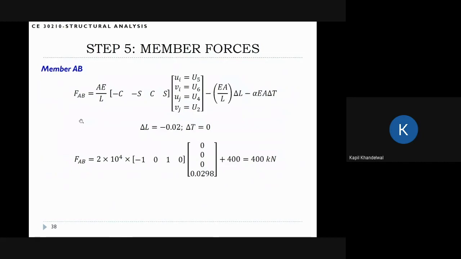So in this case, let's say the member force in member AB, we have the expression, we have to just plug in the right entries. So EA by L times the first contribution. This is just the contribution of displacement, fabrication, and temperature. For the member AB, there is no temperature, so delta T is 0, but delta L is there. Delta L is minus 0.02 because it was made too short. So this is the calculation, and you get the member forces.